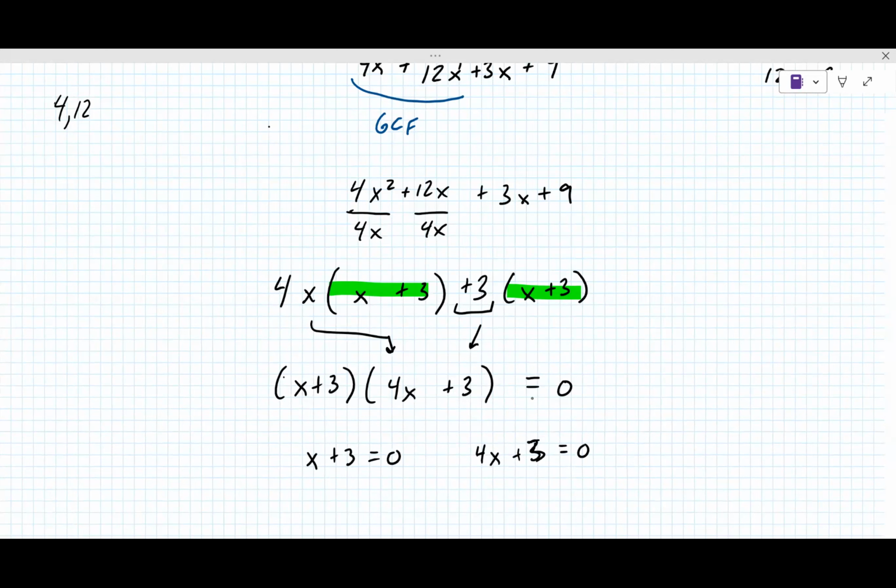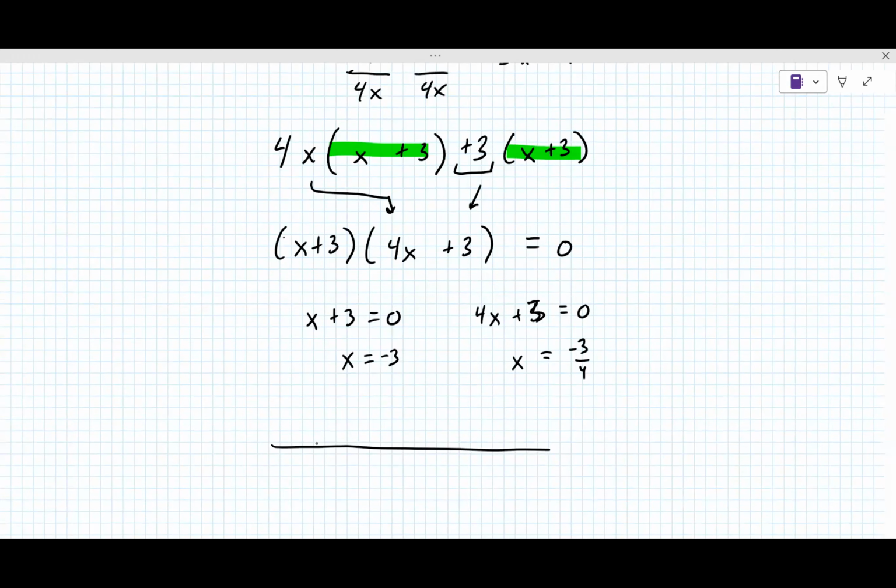Could you solve each of those for us, please? For the first one, x will be -3. Good. And for the second one, just give me a second. X equals -3/4. Good.